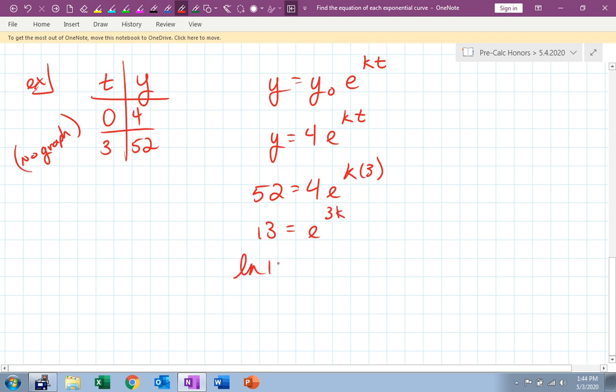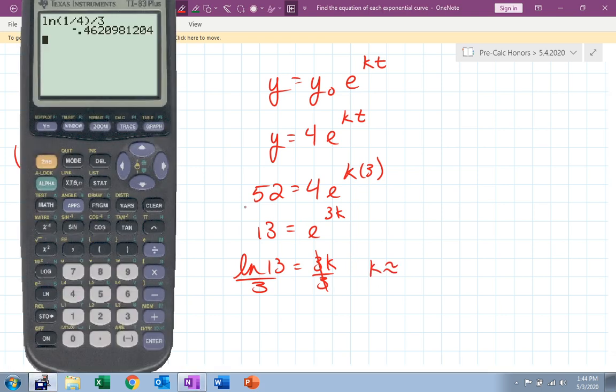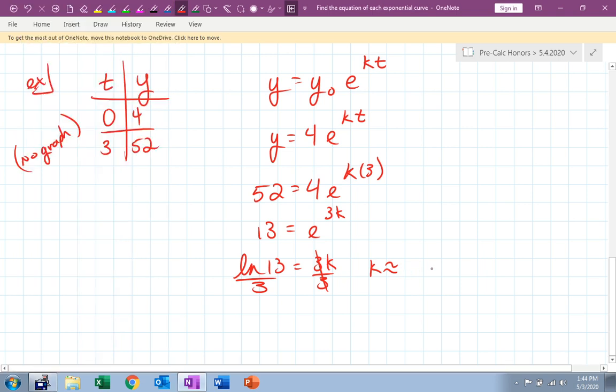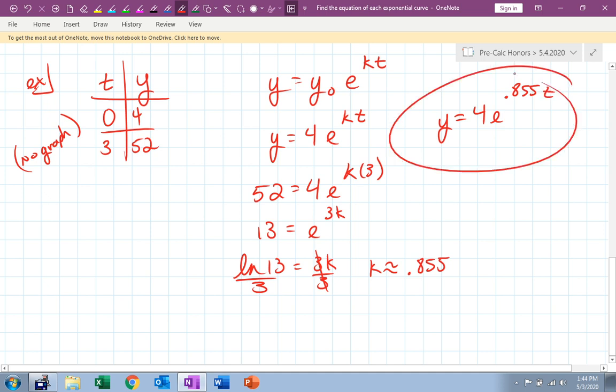ln both sides, and then divide by 3. So k is approximately whatever the ln of 13 is divided by 3. So ln 13 divided by 3, get 0.855. So my model, y equals 4e to the 0.855t. And there it is. You would approach all these problems exactly the same way.